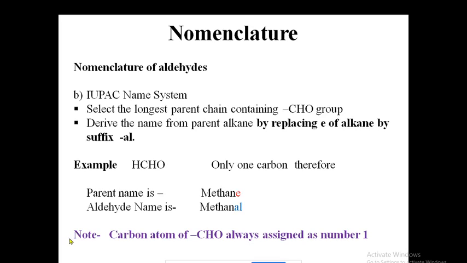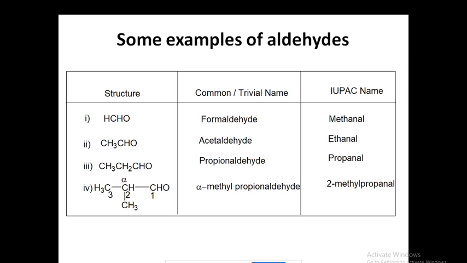What's the important note when you are giving this IUPAC nomenclature? If you have a branched aldehyde or long chain aldehyde, then the carbon atom of the aldehyde group is always assigned as number 1. So when you are giving the numbering, the aldehydic carbonyl carbon should be assigned number 1. Okay. So let's see some examples that will make it clearer.